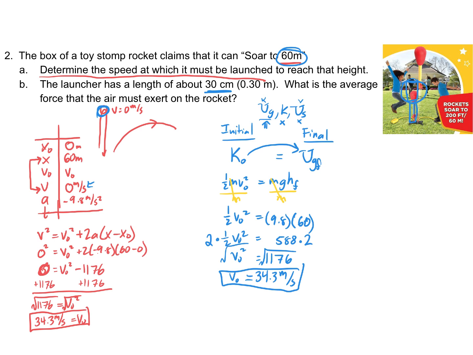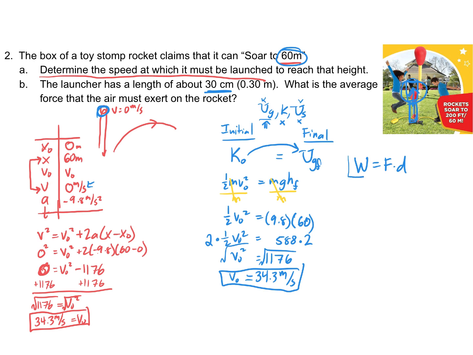Now, part B says the launcher has a length of about 30 centimeters and asks what is the average force that the air must exert on the rocket. So remember, it's starting on the launcher, and then the launcher is causing it to gain energy because it started at rest. At the very beginning, it was at rest. It didn't have kinetic energy, it didn't have gravitational, it didn't have any kind of energy. And so we're getting that external force, that outside force of the launcher pushing up on the rocket. And that force, we talked about, work is equal to force times distance.